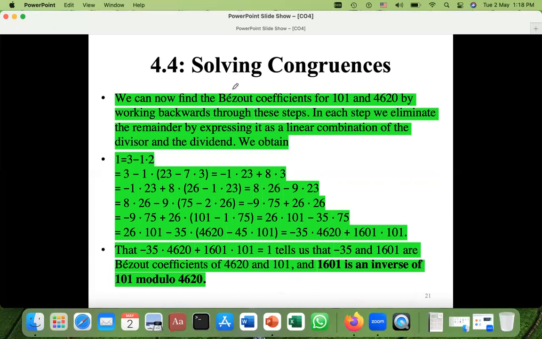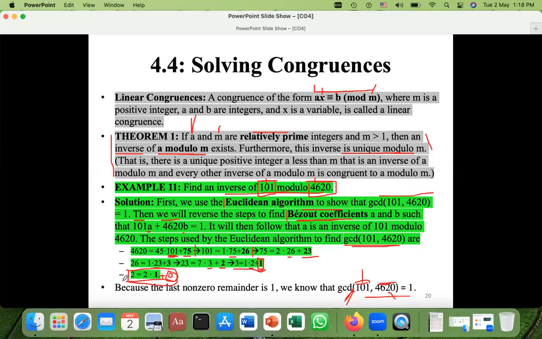So how can we find the Bezout coefficients? We can find the Bezout coefficients by reversing these Euclidean steps. The steps that you have done here, you have to reverse those steps. So from where do you have to start? From the second last step. This one is the last one where y is equal to 0, so you have to ignore it. You have to take the second last step where the remainder is not 0. And here the remainder is 1 and not 0.